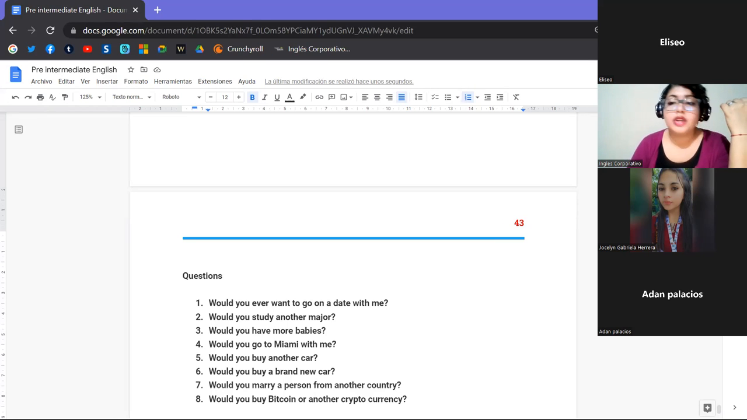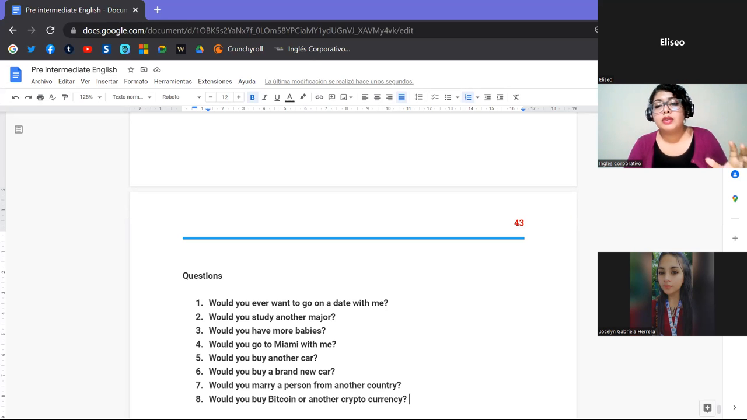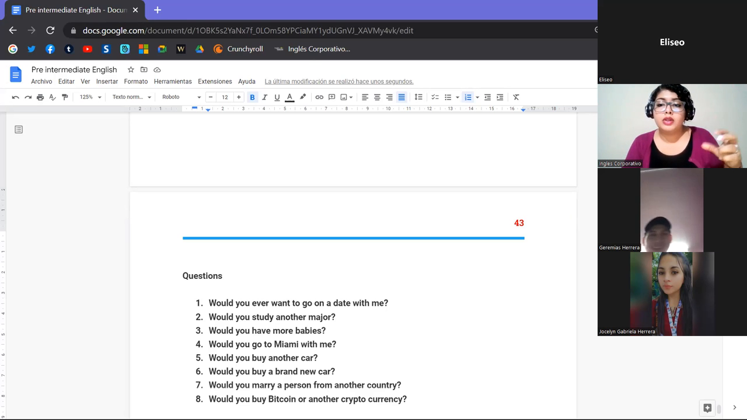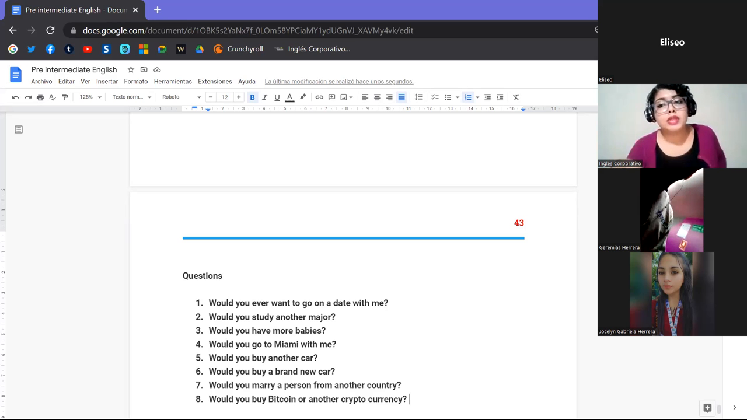So then we have another category, because we are talking about the different categories that we are going to use for this question with would. In this one, it's like a free category, because we are going to use all the questions that we have, all the questions that we're going to ask people. But in this case, we're going to have some categories in which we are going to see another way to ask questions with would.